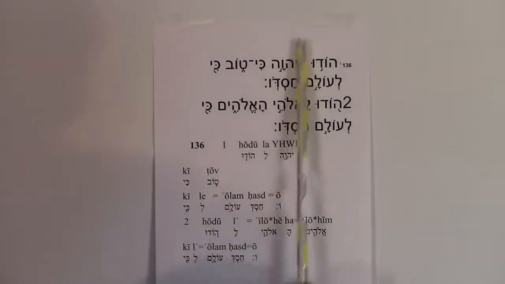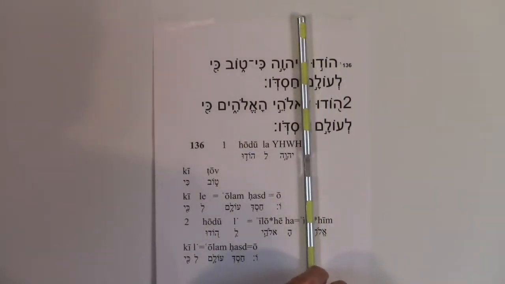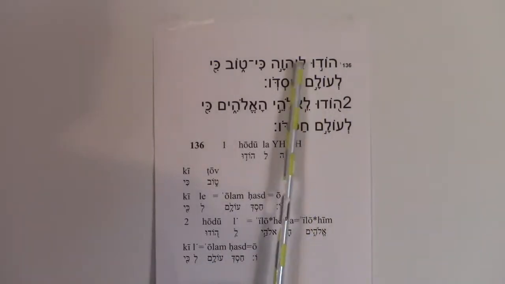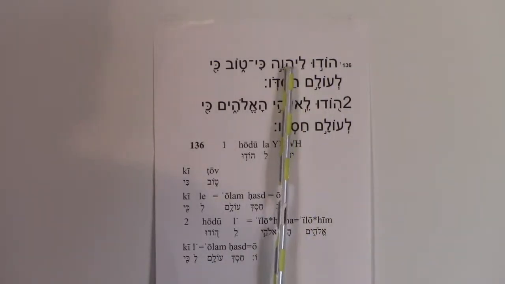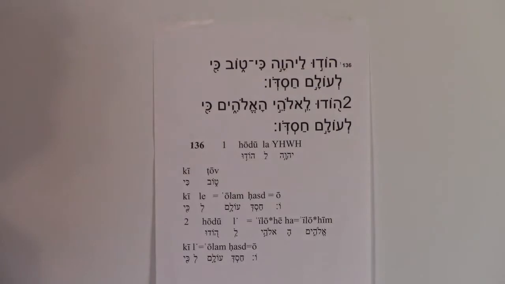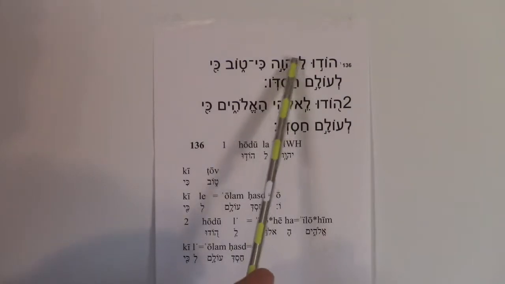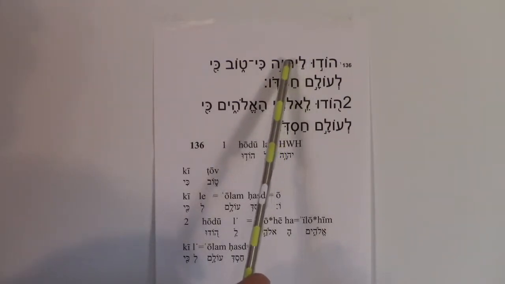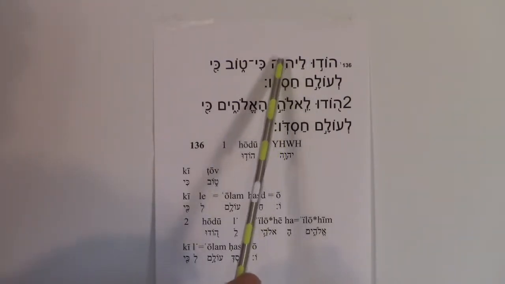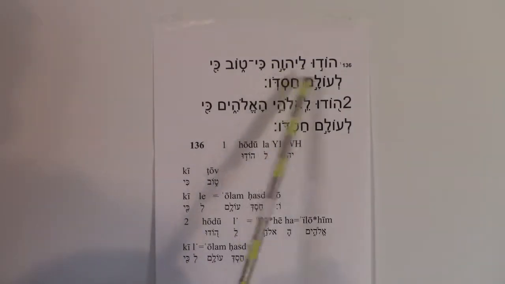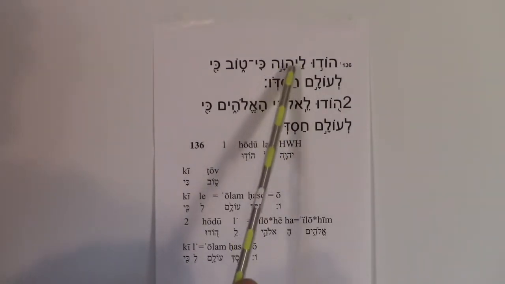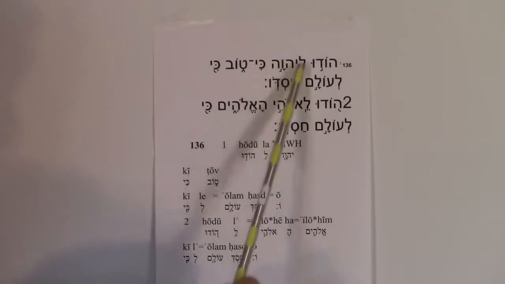Now, if you had to just try to pronounce that just based upon the vowels, you'd be pronouncing Y-H-V-A-H. How would you pronounce that? Yehovah. You would pronounce that basically, you could say Yavah, or Yahweh, but you don't really get all of those sounds there.